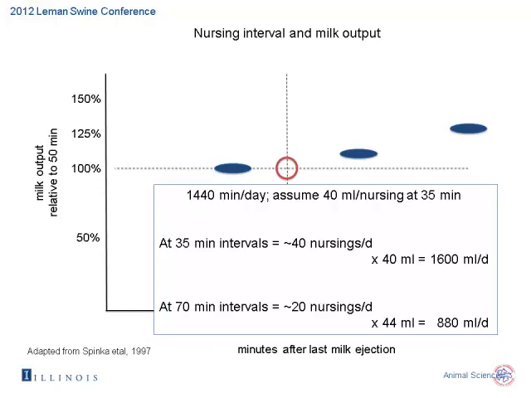This again gets back to behavior of the sow and the pigs. But clearly, those litters that are nursing fairly often and getting milk out are going to be getting more milk during the course of a day than those that are nursing at longer intervals. So there's not very much compensation in terms of gland refilling and making more milk.